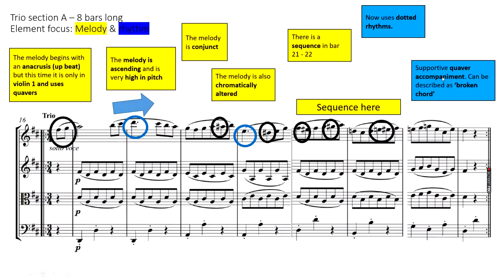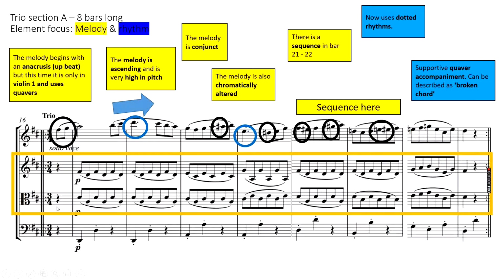He's also using a supportive quaver accompaniment. So if you remember, we have our melody in violin 1, but the accompaniment is violin 2, viola and cello. We would describe this quaver rhythm there as a supportive quaver rhythm. It can also be described as broken chords or even a rocking rhythm. And that's something that is quite repetitive, and it just pushes the music on, giving it a bit of motion.